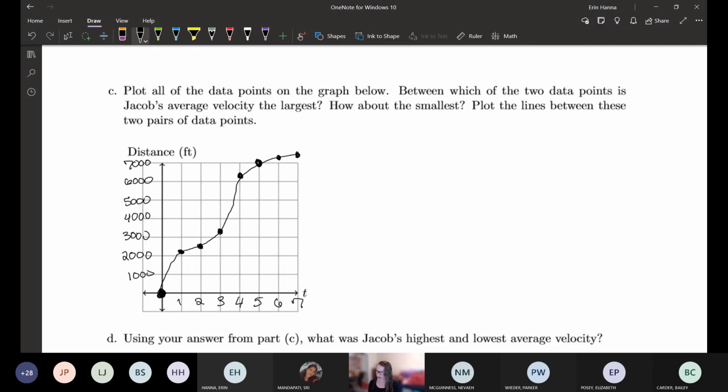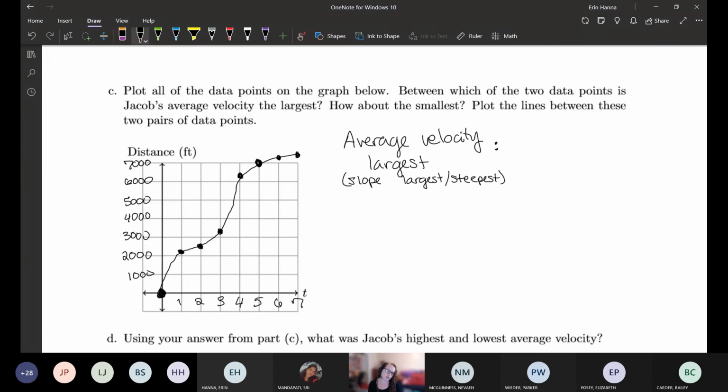What we're then asked is to pick the two data points where we think the average velocity is the largest and then the smallest. So if we start with average velocity largest, you do want to think about the fact that this is a slope. You want to think about this as the slope being largest, and being largest in terms of slope would mean you're looking for the steepest slope between 2 points.